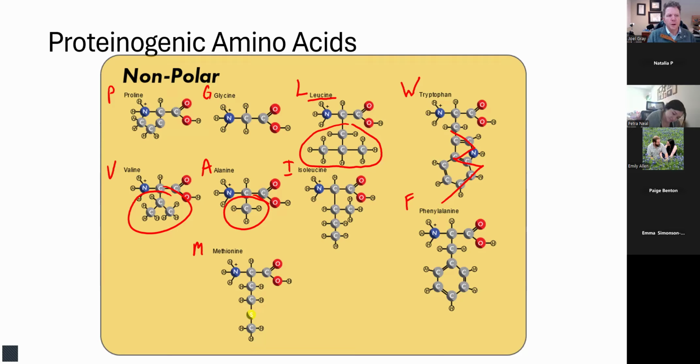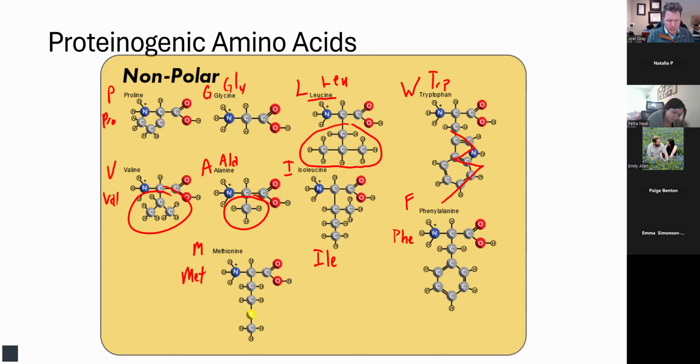Now, the three-letter codes for these: proline is PRO, valine is VAL, glycine is GLY, alanine is ALA, methionine is MET, leucine is LEU, isoleucine is ILE. Don't fall for the trap and accidentally call that ISO. Tryptophan is TRP, and phenylalanine is PHE.